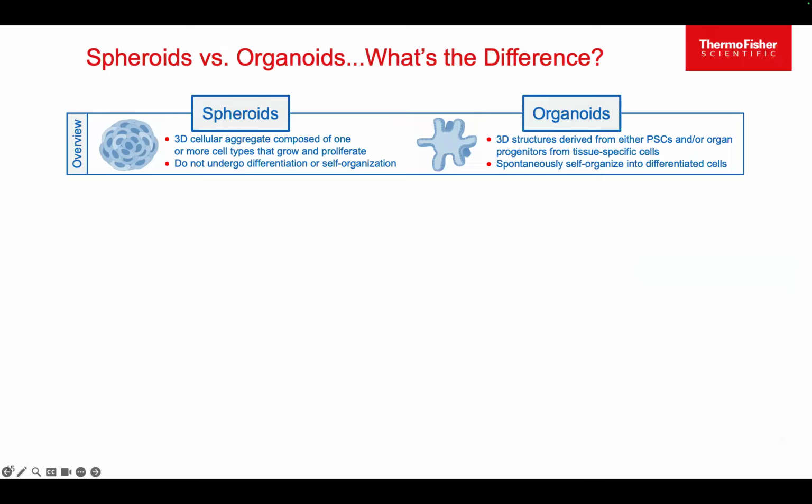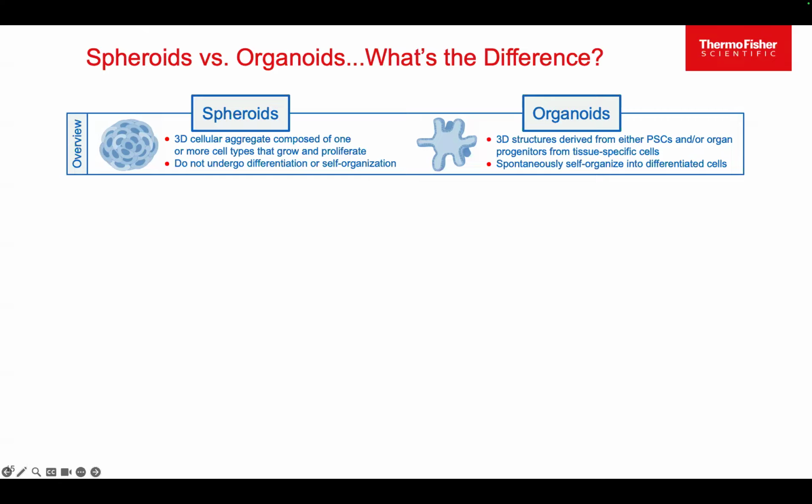Spheroids and organoids both give you the opportunity to create complex 3-dimensional models, which, as I've said, more closely recreate in vivo-like tissue and organ conditions. But which model do you choose? Which model works best? Well, it obviously depends on the type of application that you're working with. Spheroids are 3D cellular aggregates. They can be composed of one or more cell types. They do exhibit, as I said, enhanced physiological responses, especially over, say, 2D culture.